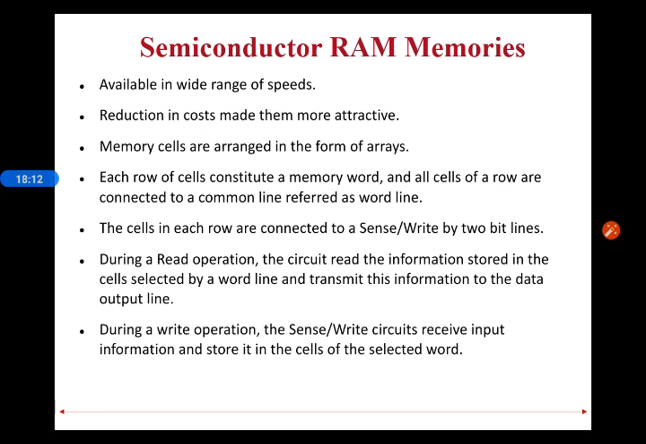And what about during a write operation? The sense or write circuits receive the input information, that means the data, and store it in the cells of the selected row. How do we select? Using the word line. We will select the appropriate cells and we will write to them.